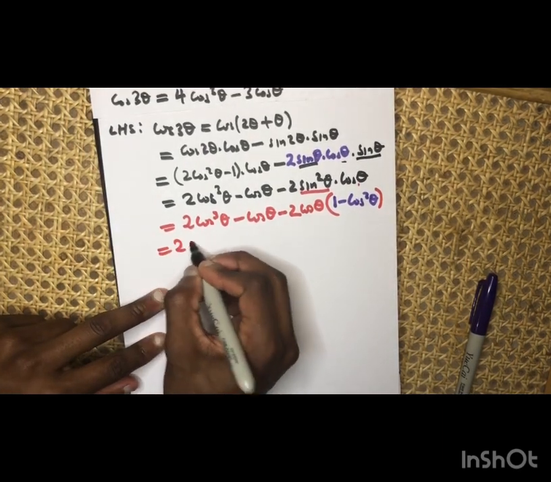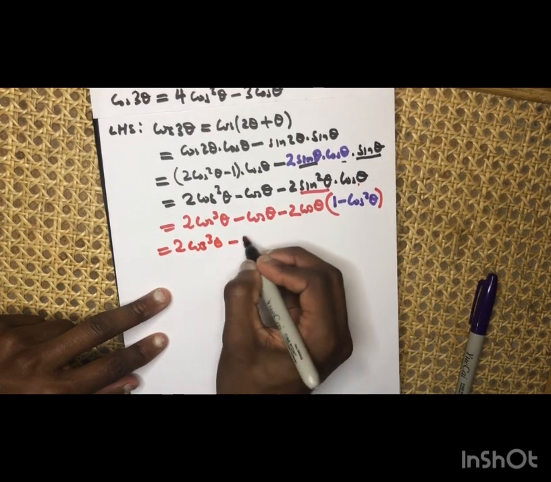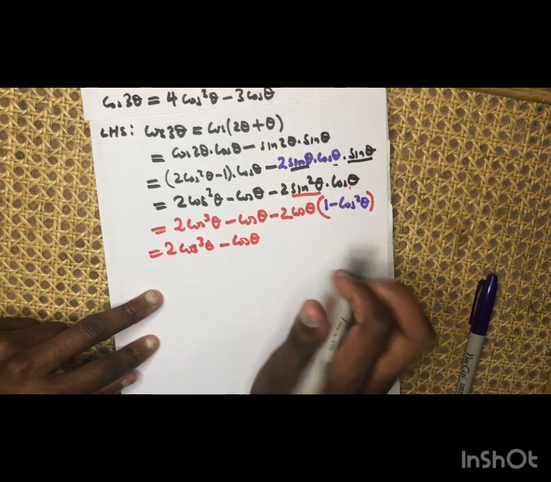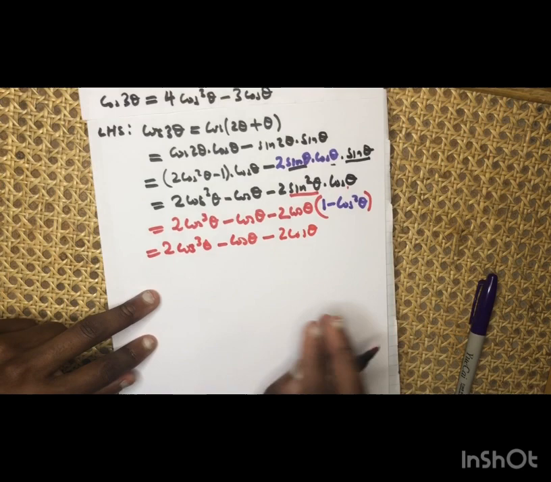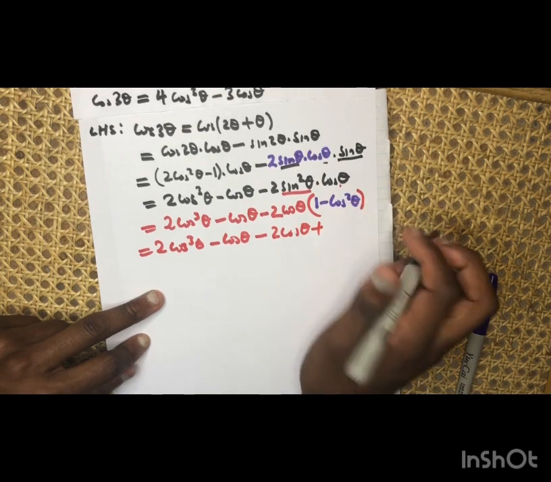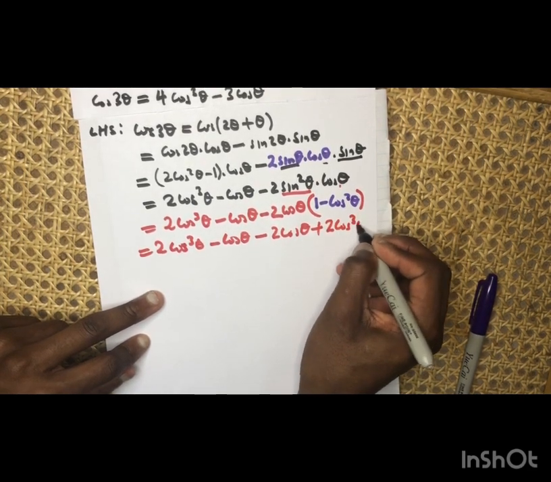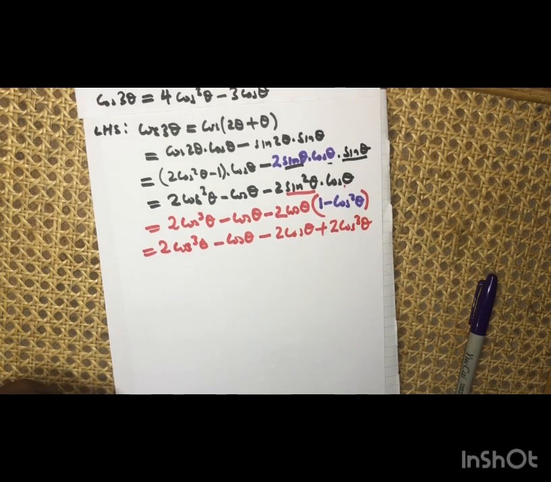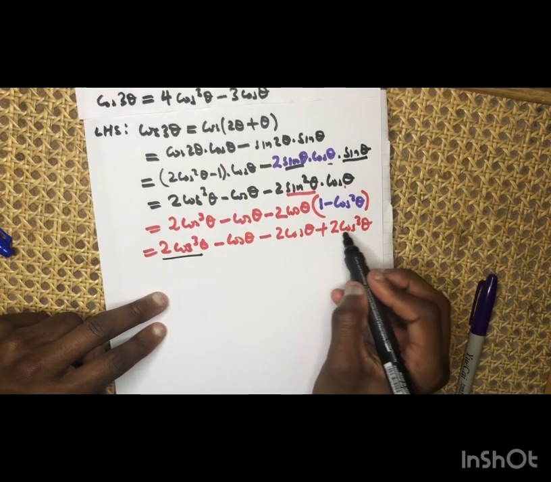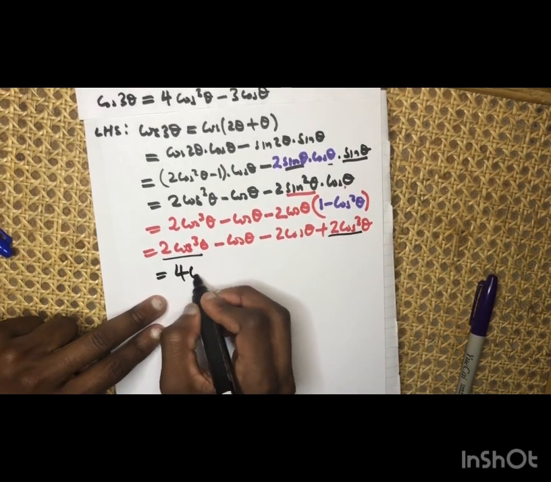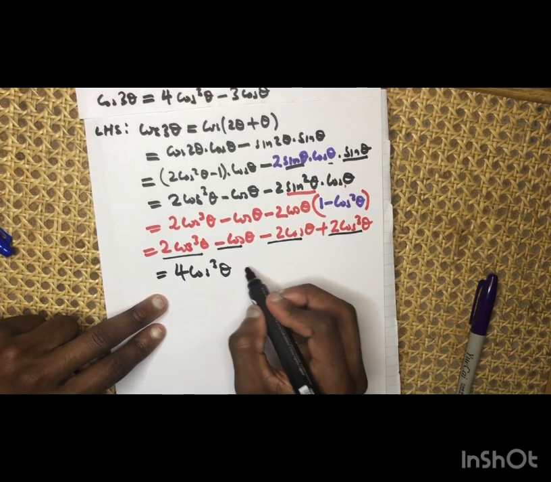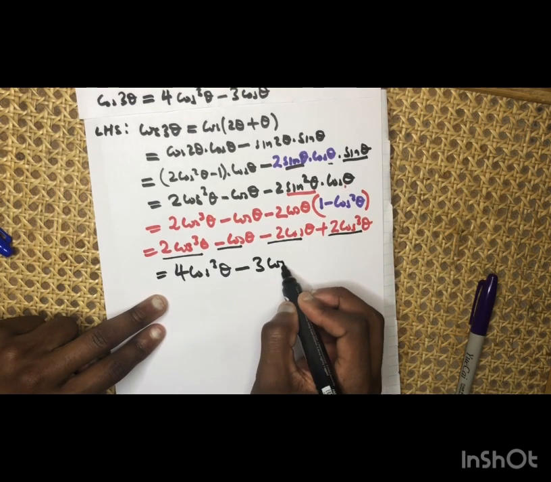So we drop again 2 cos cube theta minus cos theta. So negative 2 cos theta times 1 is going to be negative 2 cos theta. Negative times a negative is going to be positive. So 2 cos theta times cos squared theta is 2 cos cube theta. And then we add the like terms. So we can see that 2 cos cube plus 2 cos cube will give us 4 cos cube. So minus cos theta minus 2 cos theta is going to give us negative 3 cos theta.